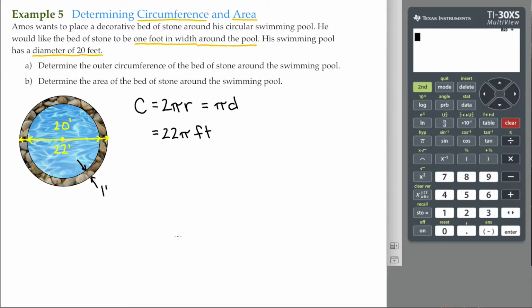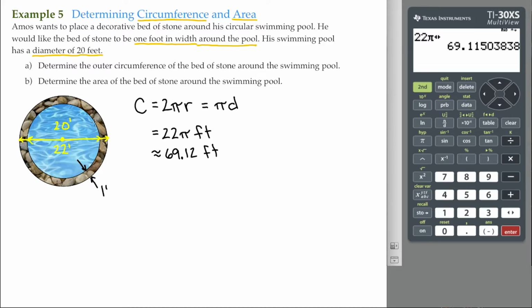As an approximate answer, that's where we use our calculator. I'm going to type in 22 times pi, and that comes out to be approximately 69.12 feet. We're just going to round this to 2 decimals. That's plenty to get an understanding of what's going on. So it's around 69 feet all the way around the outside of the bed of stone.